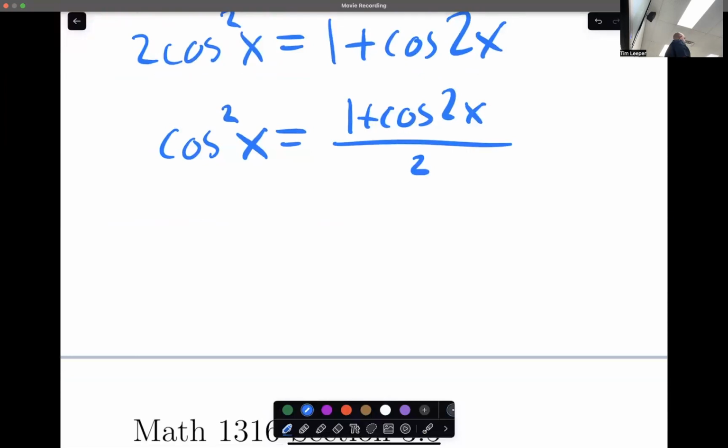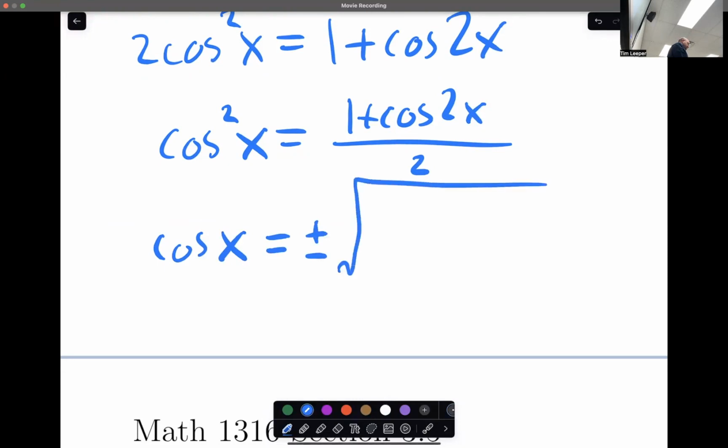Now, if I'm trying to get the cosine by itself, it means I need to get rid of the square using the square root property, right? So it means that the cosine of x is equal to plus or minus the square root of 1 plus cosine of 2x all over 2. Notice that that 2 is underneath the radical as well, so you're taking the square root of that entire fraction.